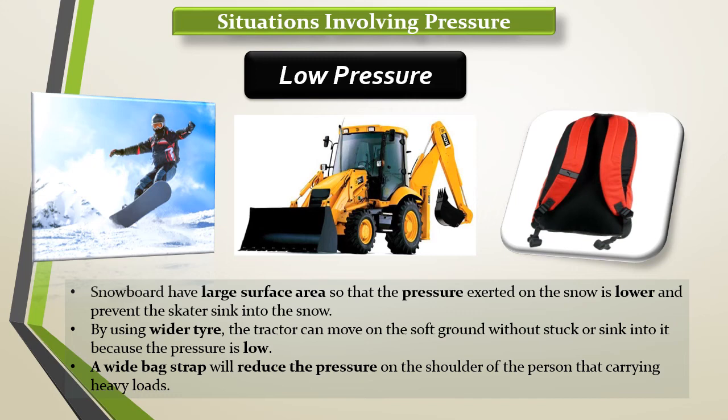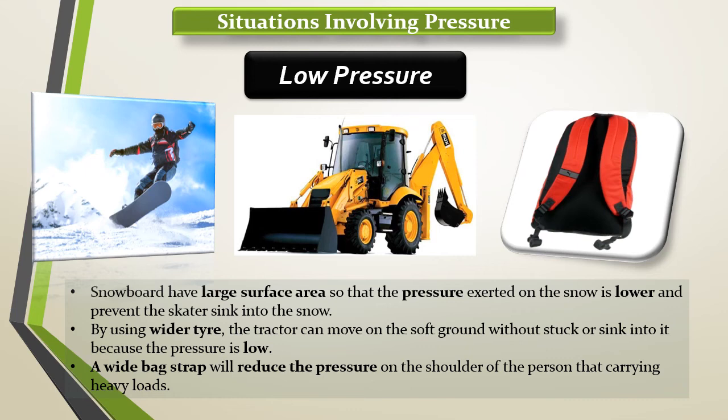And the last one, a wide bag strap will reduce the pressure on the shoulder of the person that carrying heavy load. Okay, dekat sini kita akan tengok, andai kata yang dekat snowboard ni kita guna surface area yang kecil, agak-agak apa yang jadi? Of course, dia akan tenggelam. Sebab apa? Pressure yang dihasilkan adalah higher or bigger. Okay, dekat tractor dia guna wider tire to increase the surface area so that the pressure exerted on the ground will be lower.